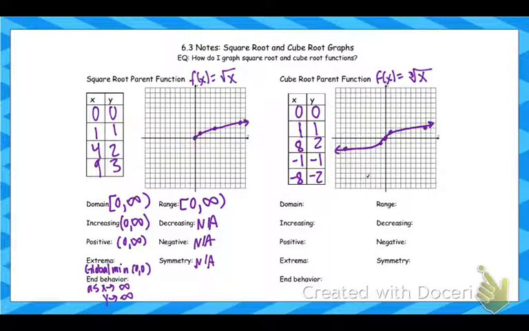Now if I want to, I can say that as x approaches 0 from the right side, I could say that y approaches 0. But we're not really going to get into that much in this class. You're probably going to see more of those one-sided behaviors once you get to pre-cal.